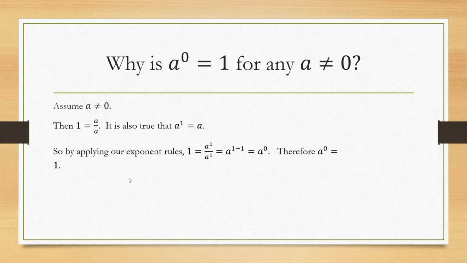And again, here we're assuming a is not 0, and we need that because otherwise this would not make sense. A over a, 0 over 0, is not defined. You never divide by 0. So that's why you need a to be not 0. I'm not going to ask you to restate this proof on an exam or something. I just thought it'd be neat to show why something is true.